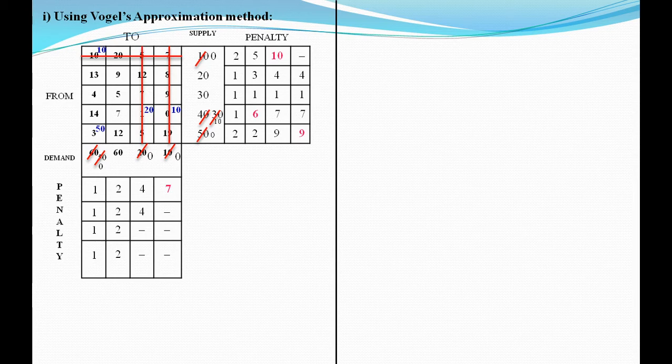Now you tell me whether I should cancel a row or a column. Both, sir. Both. Very good.